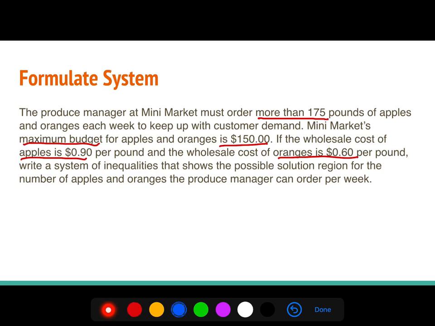So our first thought is he must order more than 175 pounds of apples and oranges. So I'm going to go ahead and label these. Apples are X and oranges are Y. So he can have apples and oranges, and he has to have more than 175 pounds.